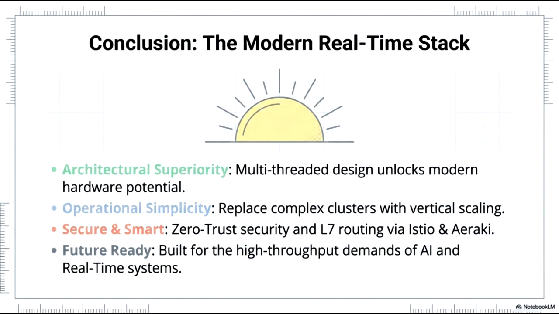Beyond performance, this stack is both secure and smart. By leveraging Istio and Ambient Mesh, we achieve robust zero-trust security and sophisticated Layer 7 routing. Most importantly, this architecture is future-ready. It is purpose-built to handle the extreme high-throughput demands of AI and real-time systems, ensuring we are prepared for the technological challenges of tomorrow.